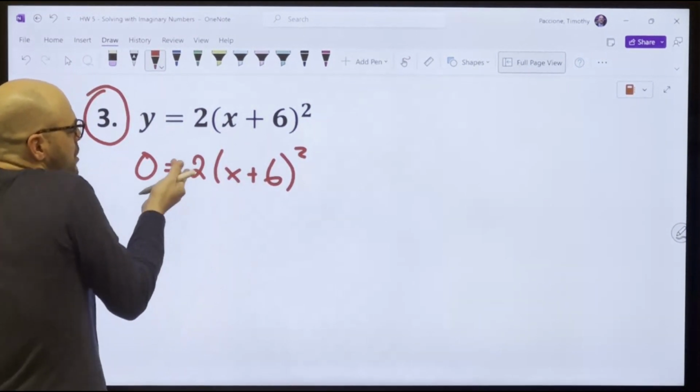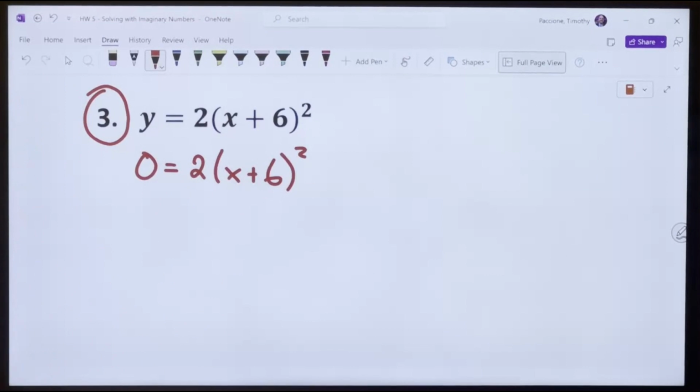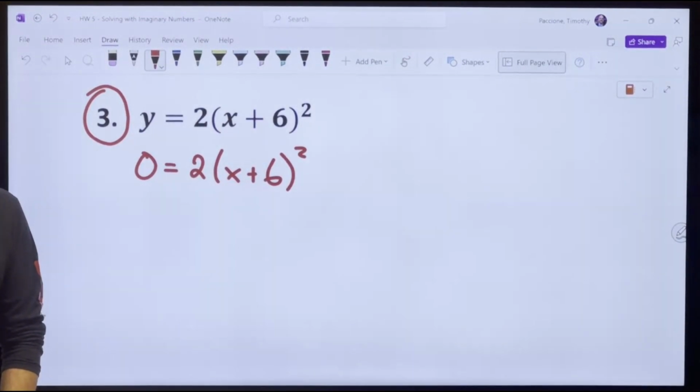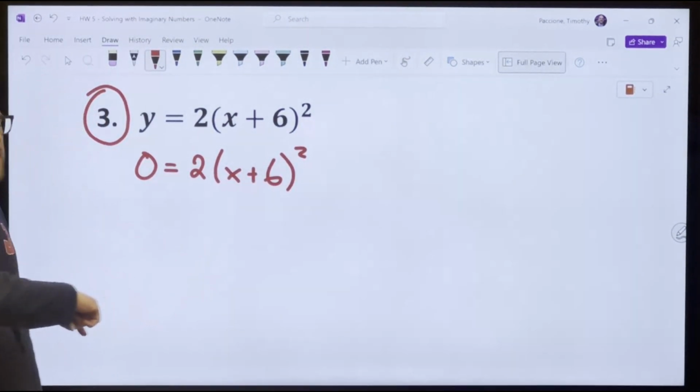So, yeah, so 0 equals 2 times x plus 6 squared. You could just look at it and be like, what's the only thing that would make that 0? Negative 6. But that's okay, we want to practice. How do I get x the square by itself here?